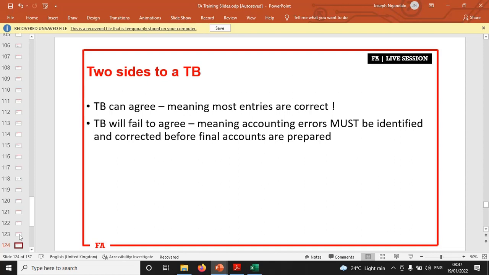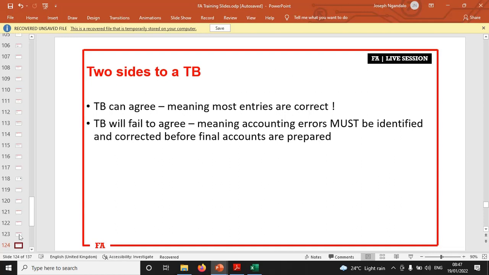The two sides to the trial balance. The trial balance can agree. And what does it mean when the trial balance balances? It means that most entries are correct. Not all. We said most. Most does not mean 100%. Understand. Most will never mean 100%. These are the two sides.